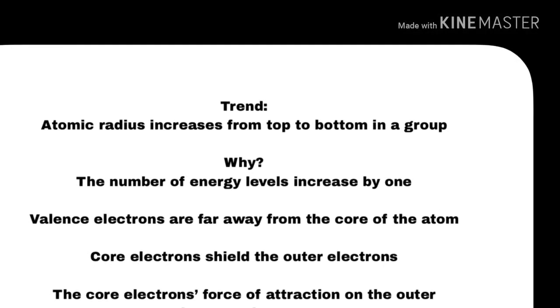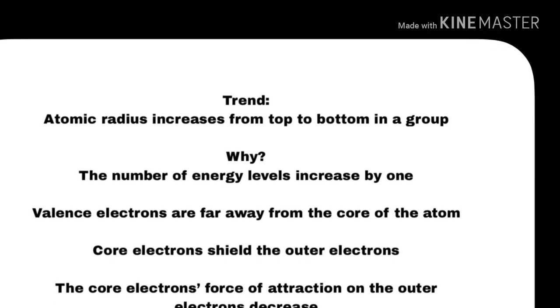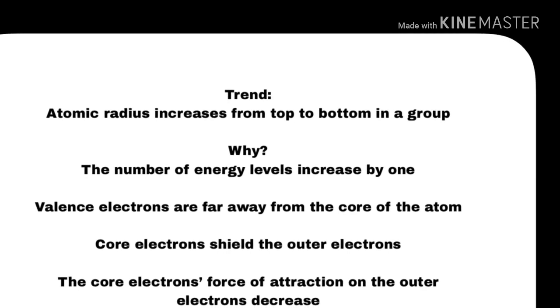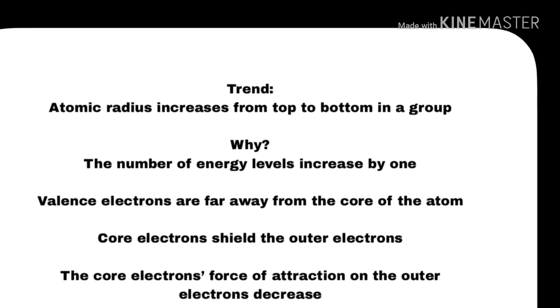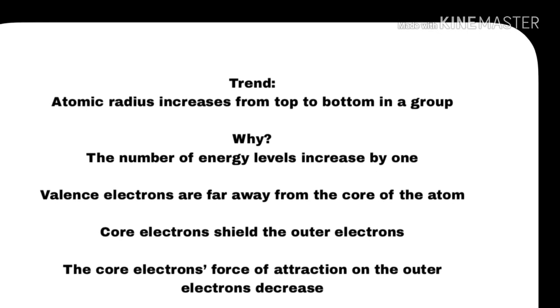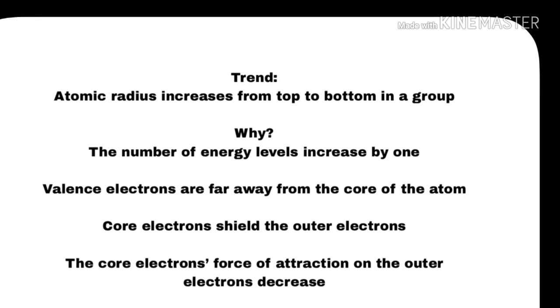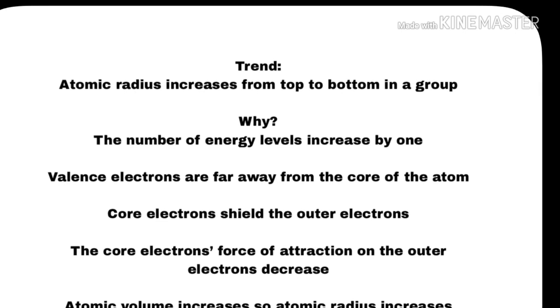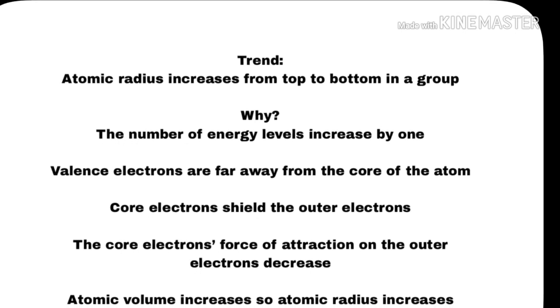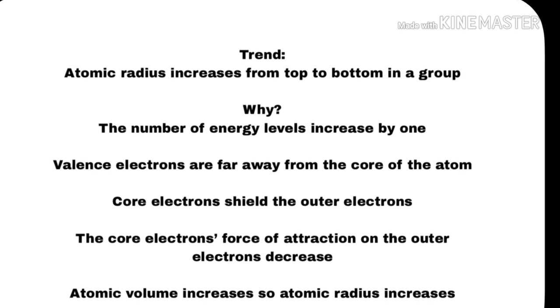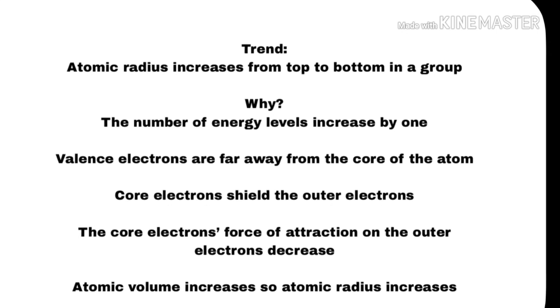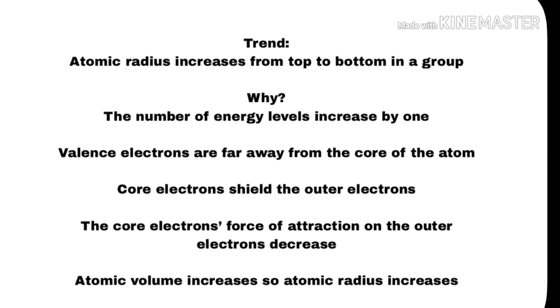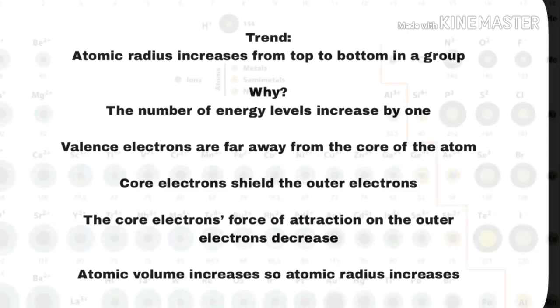Atomic radius increases from top to bottom in a group, because the number of energy levels increases by 1. Valence electrons are far away from the core of the atom. Core electrons shield the outer electrons. The core electrons' force of attraction on the outer electrons decreases. Atomic volume increases, so atomic radius increases.